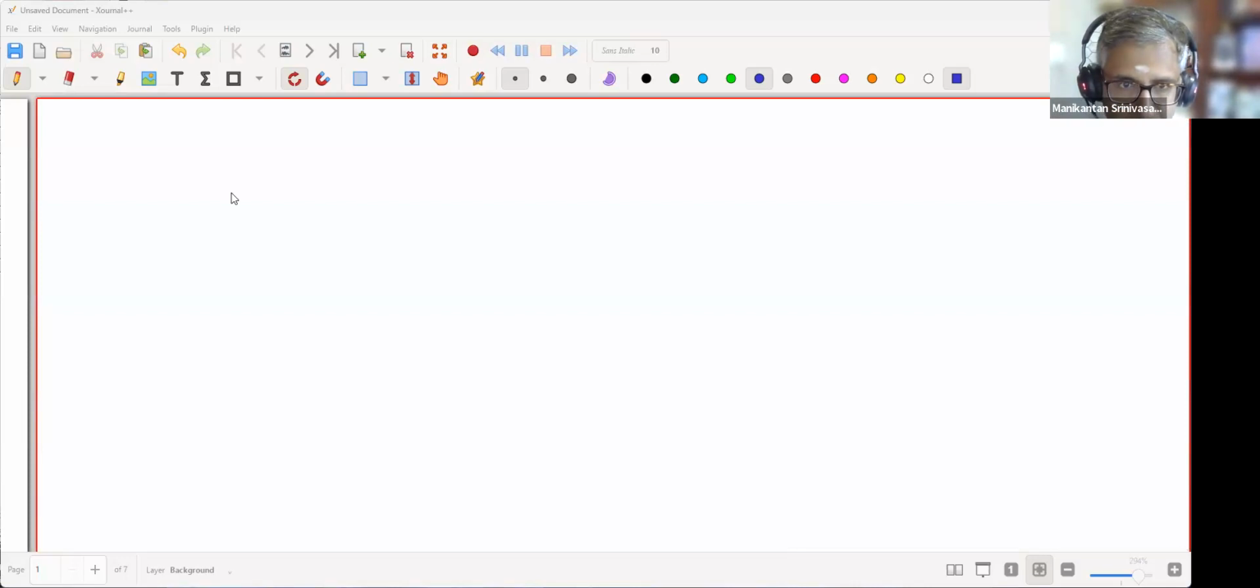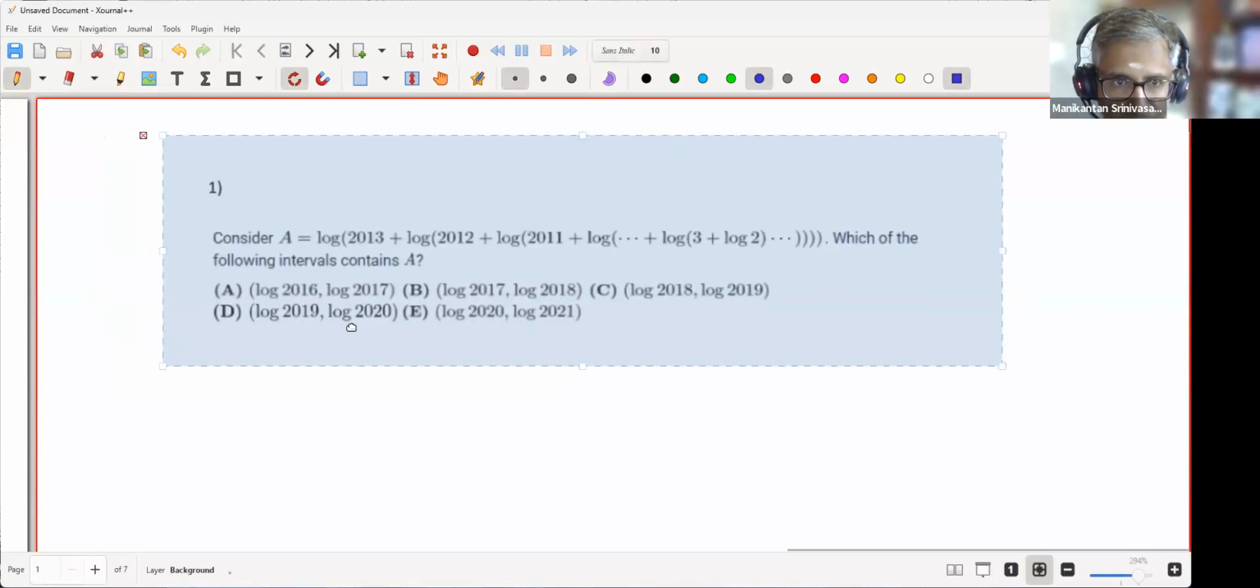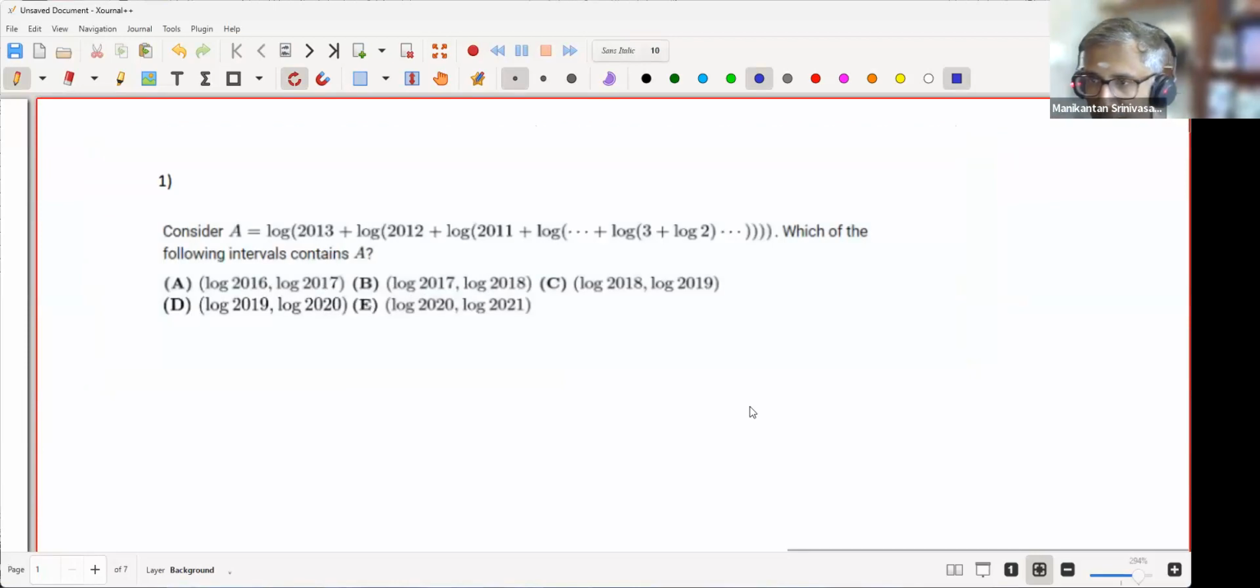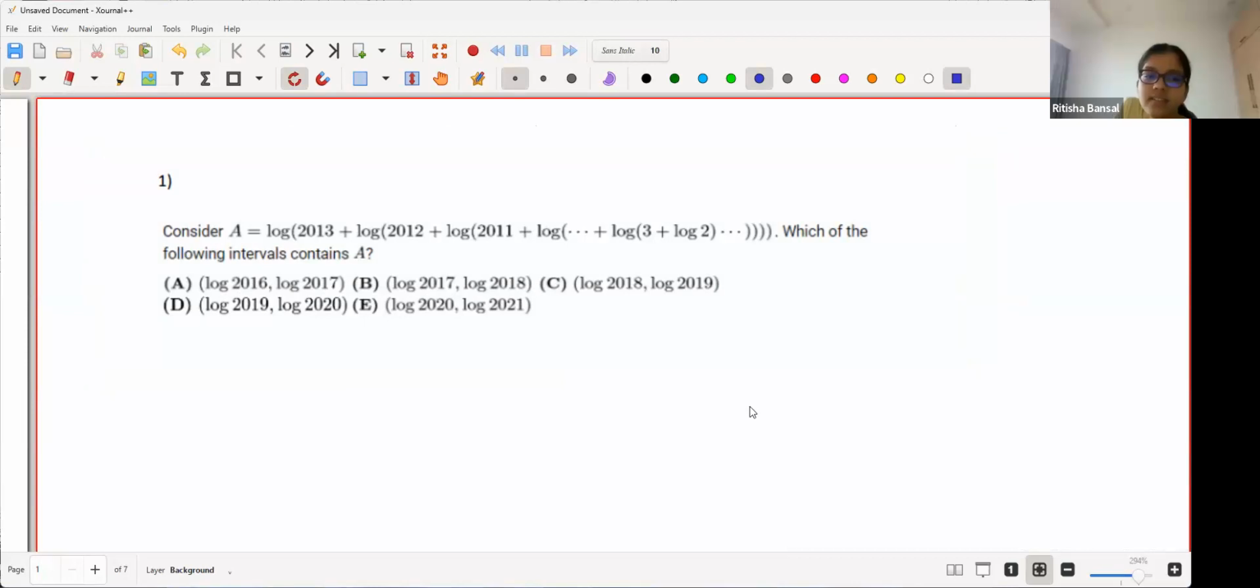Let's start with homework 3 discussion. Okay. First one, let me just paste it here. Okay. Ritisha, were you able to do this one? This logarithm question? Yes, sir. Okay. What did you get? And can you explain what you did?